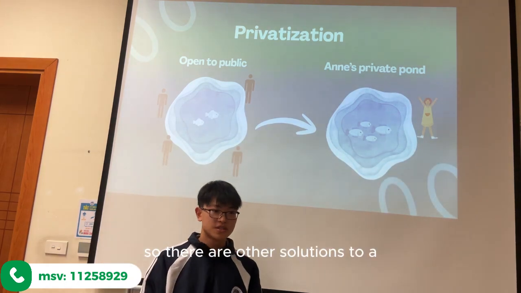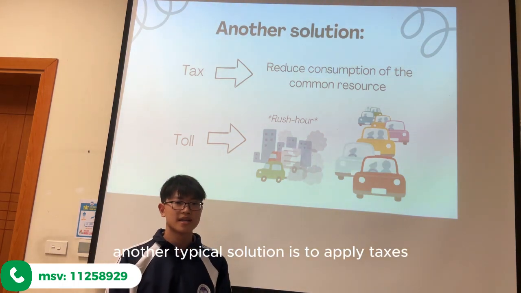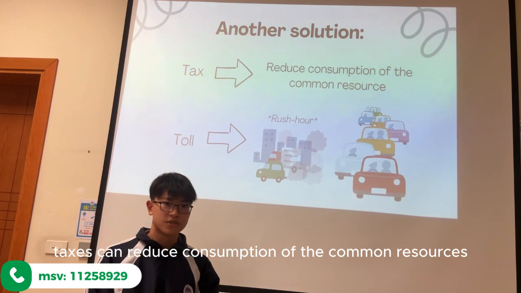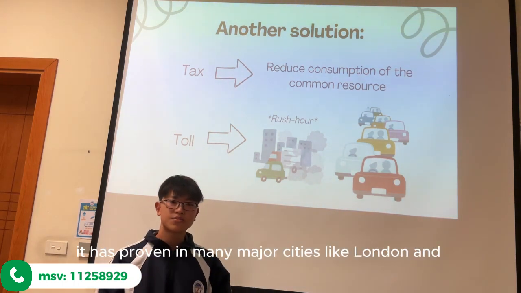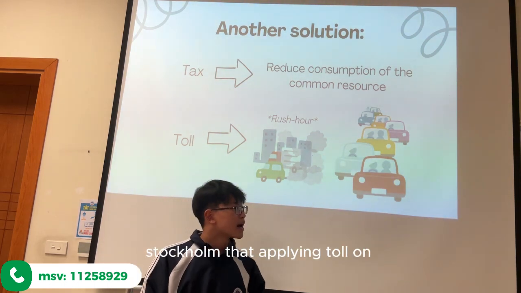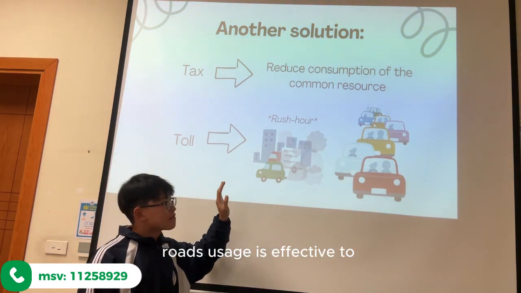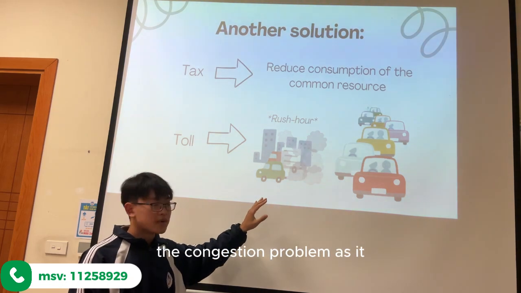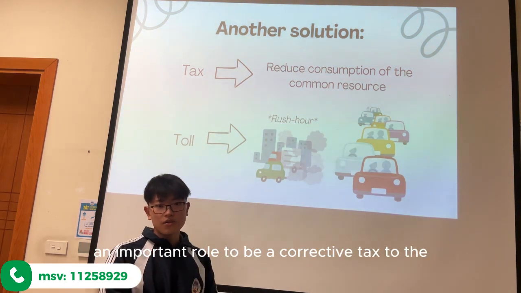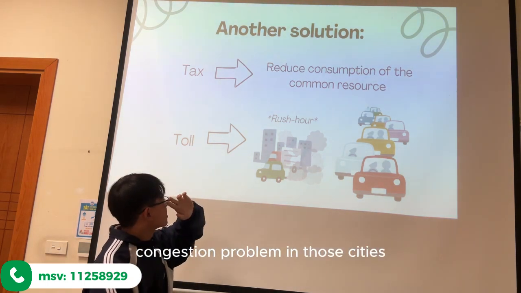So there are other solutions too. Another typical solution is to apply taxes. Taxes can reduce consumption of the common resources. It has been proven in many major cities like London and Stockholm that applying tolls on road usage is effective against the congestion problem, as it plays an important role as a corrective tax to the congestion problem in those cities.